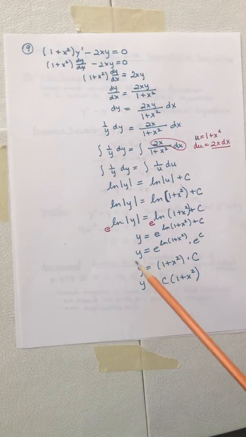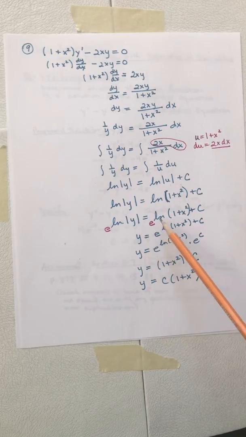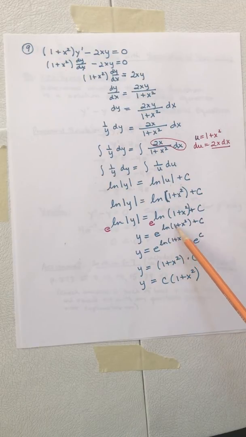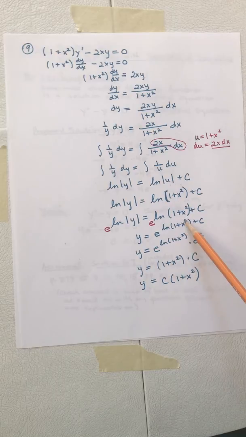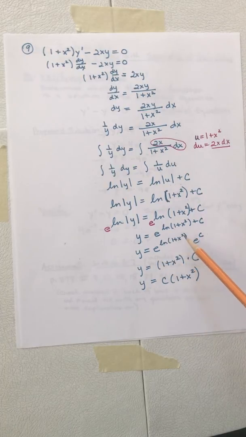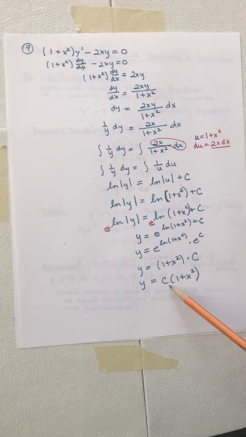Now we exponentiate both sides, and we end up with y equals e to the exponent, which is ln the quantity 1 plus x squared plus c. That's the whole exponent. As yesterday, we take the exponent apart and we make this y equals e to the ln of 1 plus x squared times e to the c. e to the c becomes the capital C constant, and e to the ln of 1 plus x squared, from your pre-calc, is just 1 plus x squared. So the final answer is y equals C times the quantity 1 plus x squared.